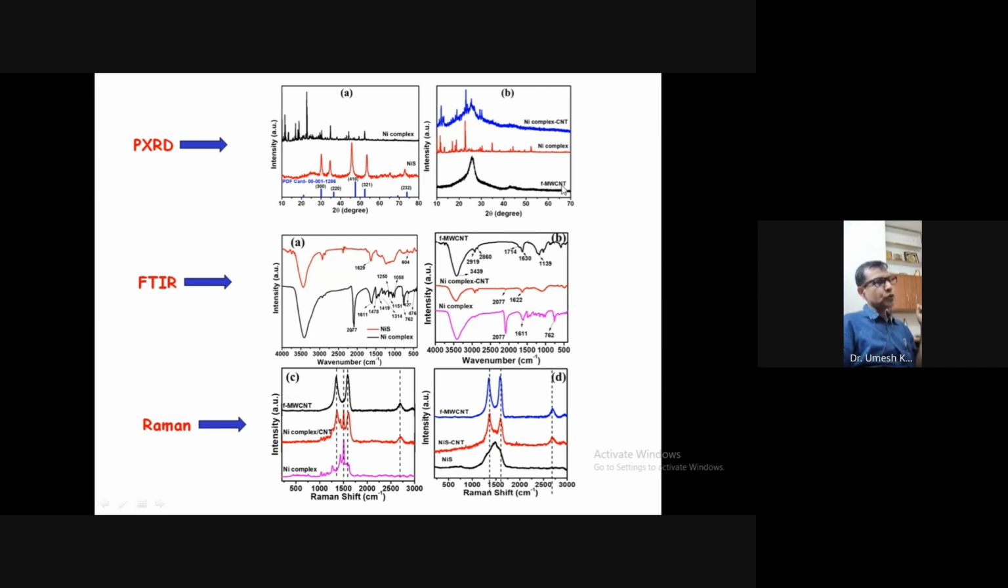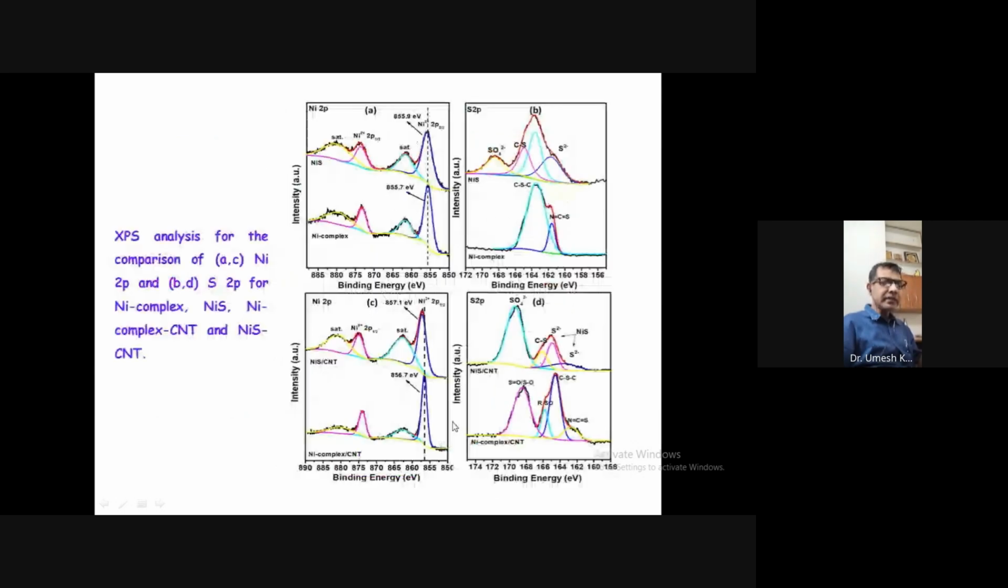This is the multi-walled carbon nanotubes, the nickel complexes, and the nickel complex CNT. So this nickel complex CNT also shows the carbon nanotubes fixed here. Then FTIR, again of the nickel sulfide and nickel complexes, then nickel complex CNT, and multi-walled CNT. And then Raman spectra here. Raman spectra also indicate the formation of nickel complex CNT and nickel sulfide CNT along with the multi-walled CNT. So this data supports our hypothesis of the formation of nickel sulfide and nickel sulfide CNT.